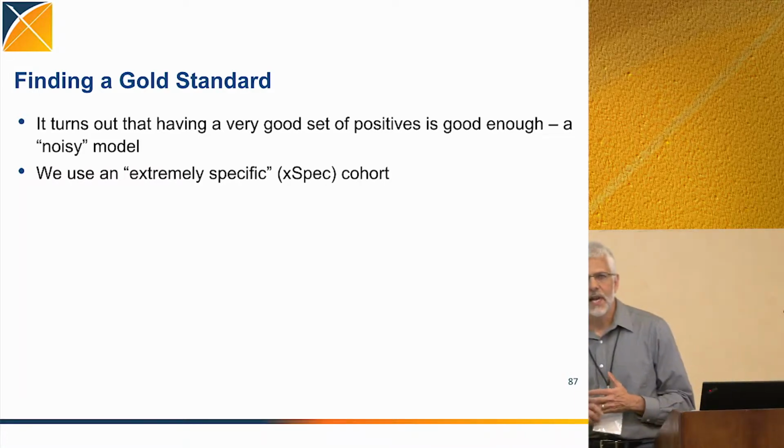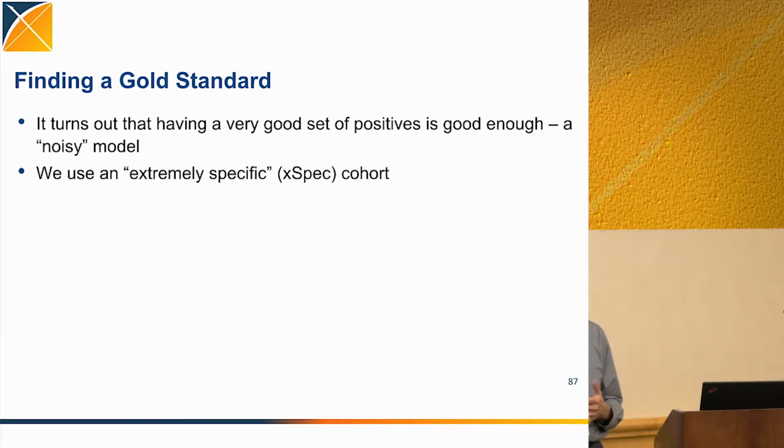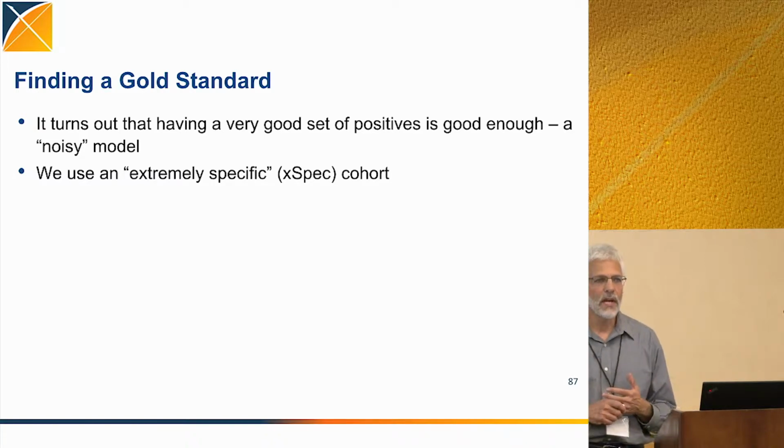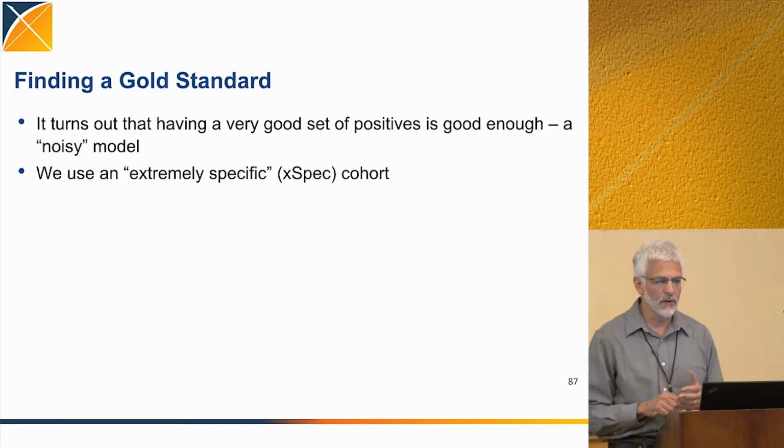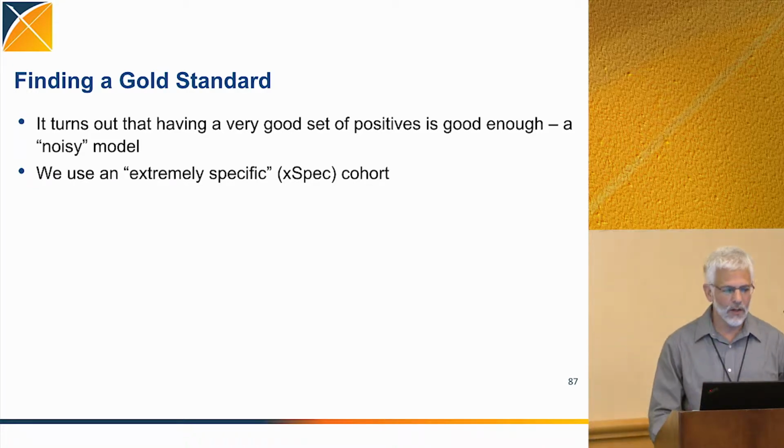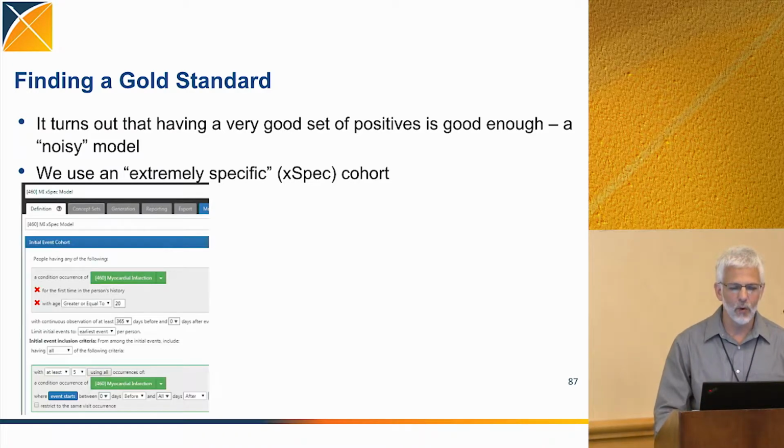So, finding a gold standard. This is a little bit of the tricky part. What we found is that if we can create a noisy positive model, similar to what Juan did, that's probably good enough to produce the gold standard of positives. And what we call that is an extremely specific, or xSpec, cohort.